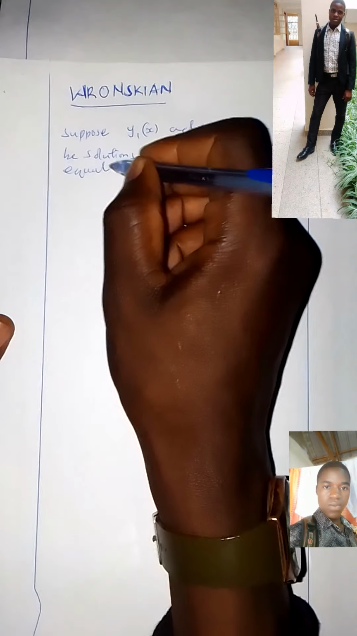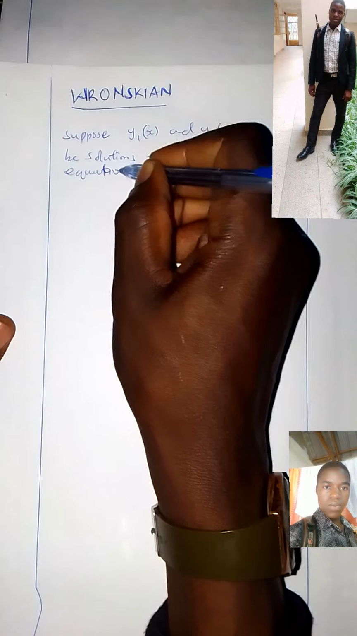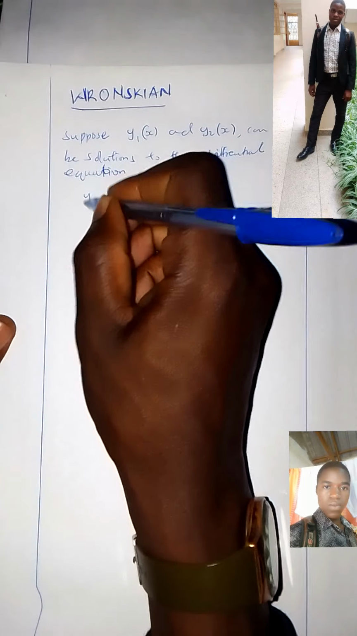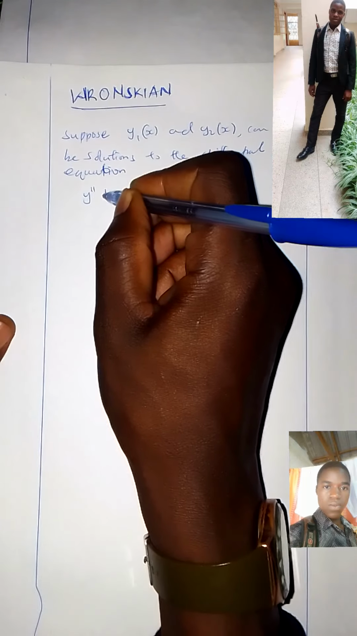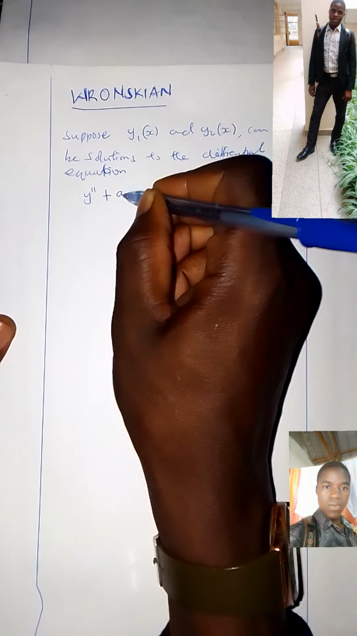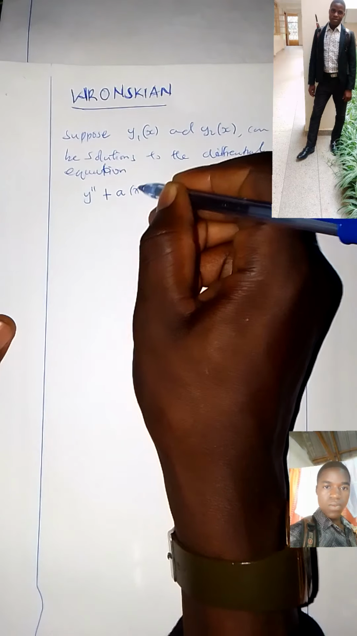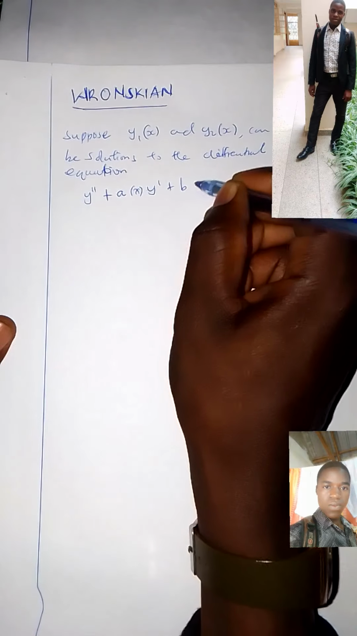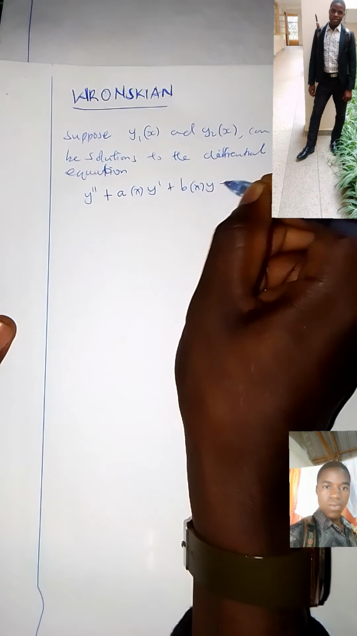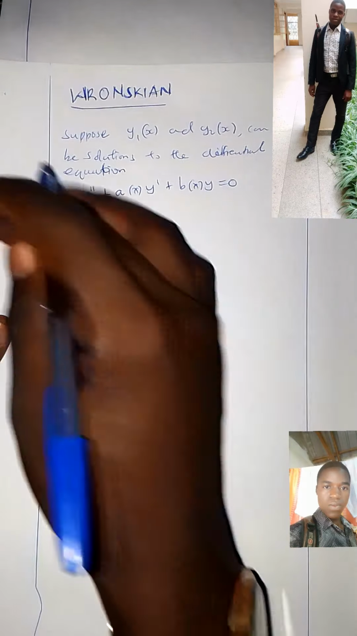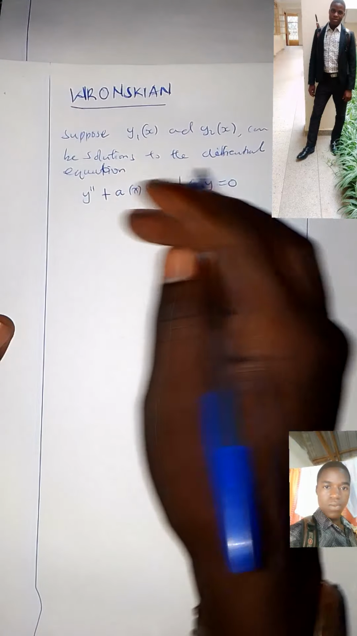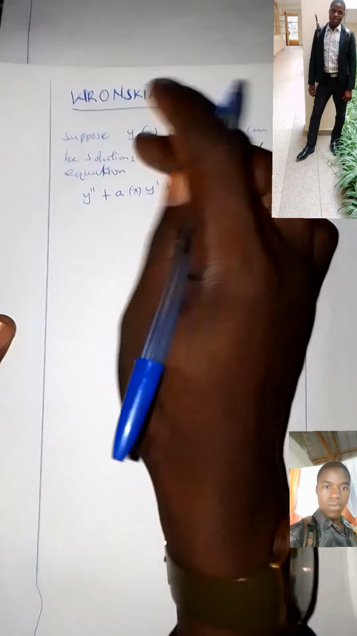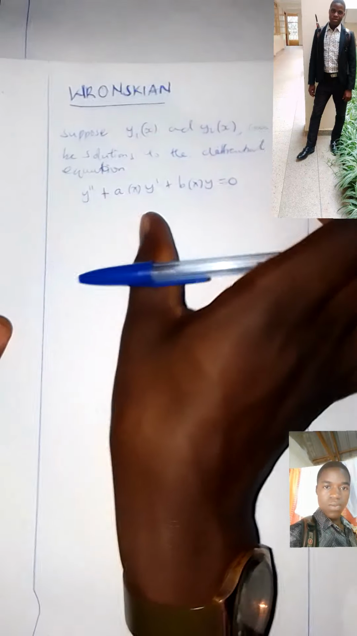So if it is a differential equation, our differential equation can be in this format: y double prime, plus a, which is a function of x, times y prime, plus b, which is a function of x, times y, and this is equal to 0. So we have something of this format. This is the equation, and we are saying that y1 and y2 are solutions to this one.